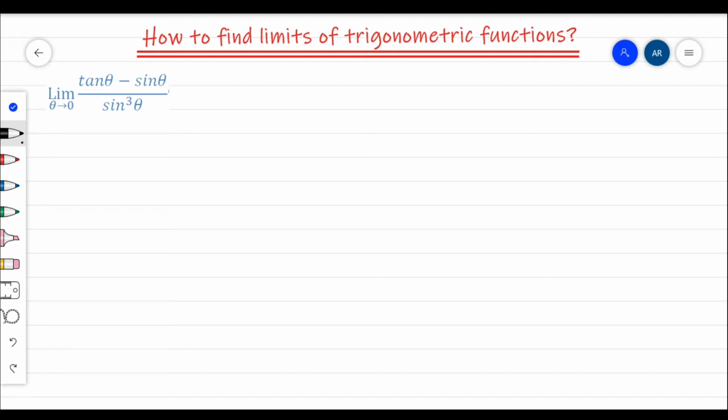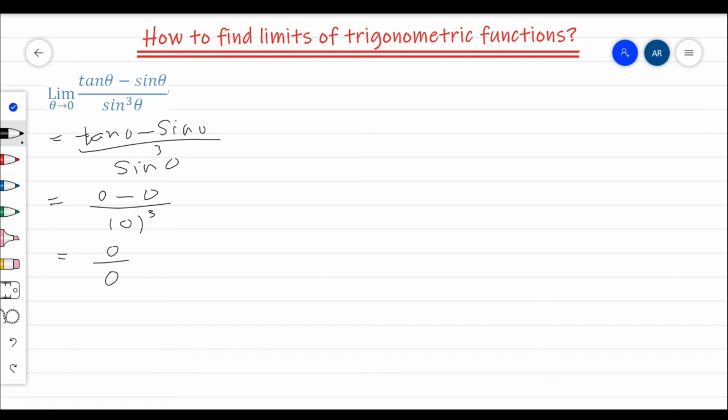Theta approaches 0. So tan of 0 minus sine of 0 by sine cube of 0. Tan 0, you can check it from calculator. Tan 0 is 0, minus sine of 0 is also 0, by sine of 0 with cube. 0 minus 0 in the numerator is 0 and 0 cube is also 0. So on direct limit we get an indeterminate form 0 by 0, which is not an acceptable answer, and we need to apply some different technique over here.